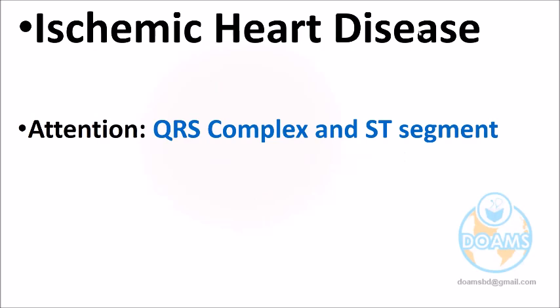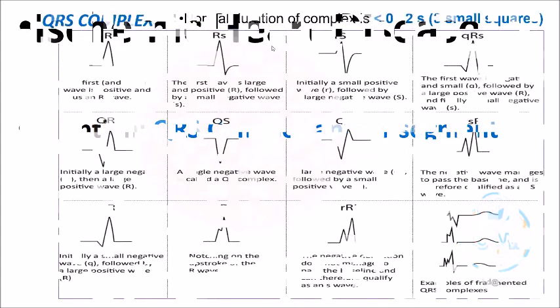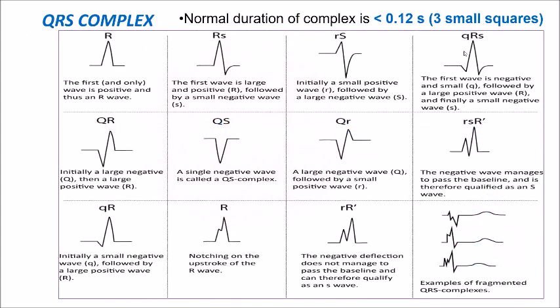Our main attention in ischemic heart disease is on the QRS complex and ST segment. These are findings you often see. We told you that the normal duration of QRS is 0.10, now we are showing 0.12. Some authorities write 0.10, some write 0.12, and somebody says the gap between 0.10 and 0.12 is a gray zone. To be confident, a broad QRS means more than 0.12, more than 3 smallest squares. This is the summary now.